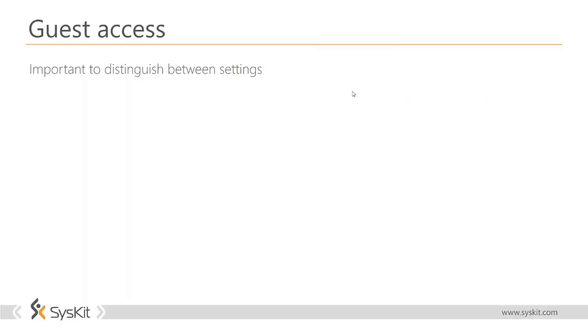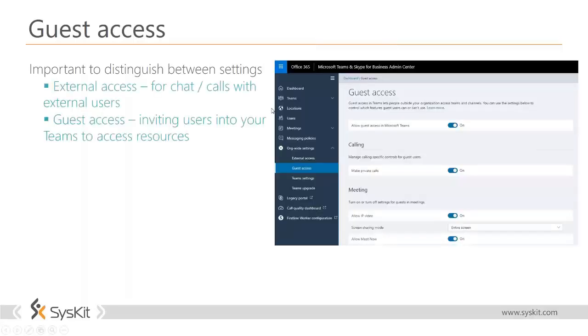So the first thing is to distinguish between settings. Microsoft sometimes calls something external or external user, and sometimes it calls it guest or guest access. In most cases, it's the same thing. But in the case of Microsoft Teams, external access means it's only for chat. If you remember how Microsoft Teams looks inside, it has the chat part. So if you just want to chat or call with external users, then you have to go to the external users part of the SharePoint admin center, and there you can enable external access.